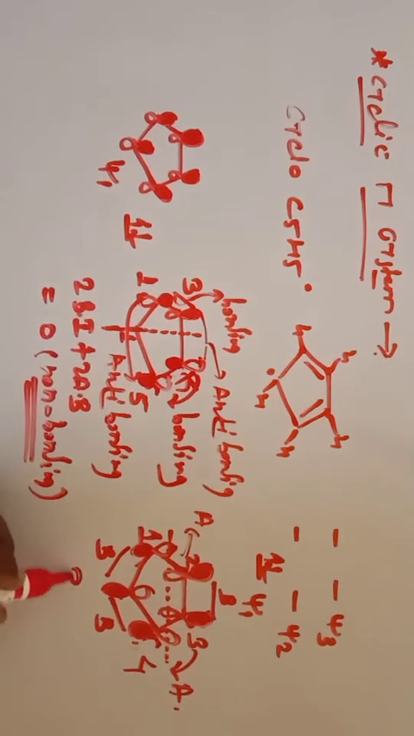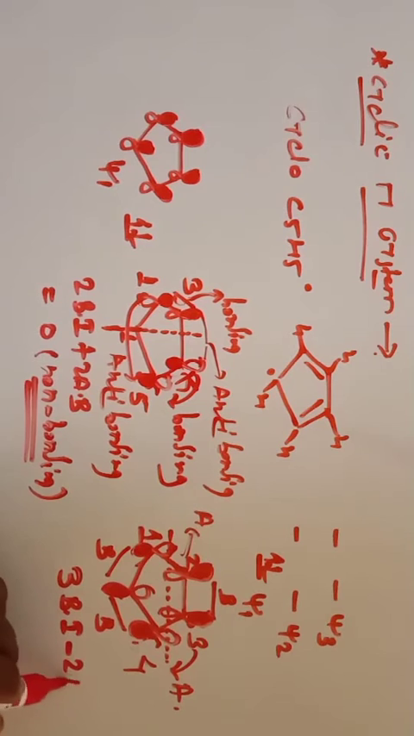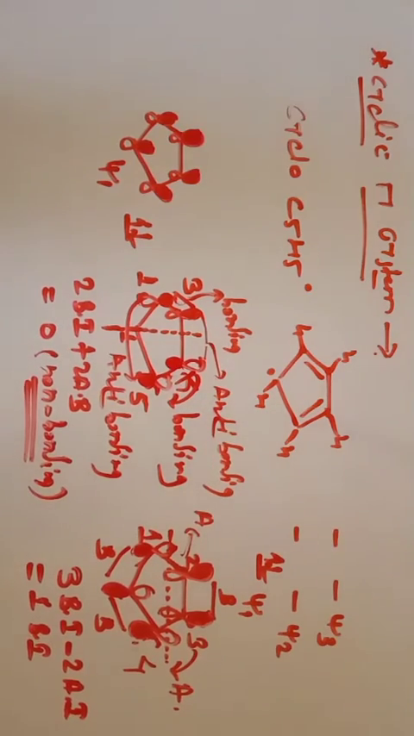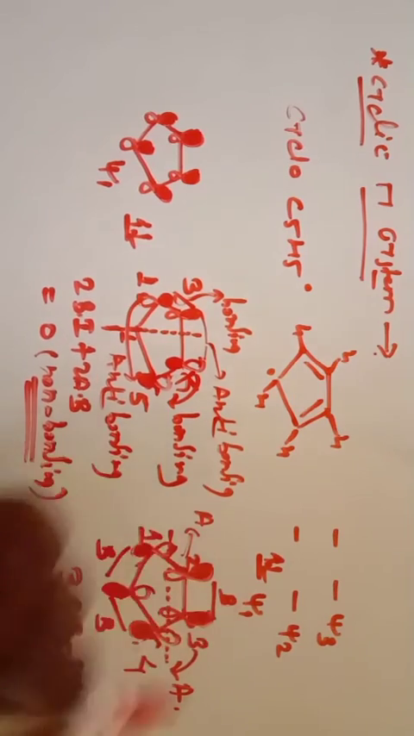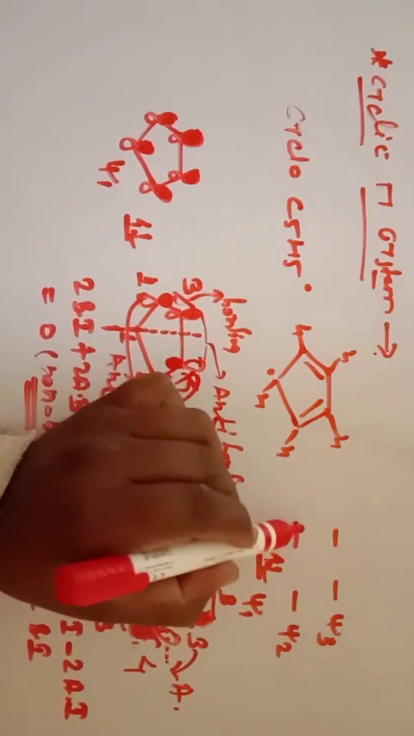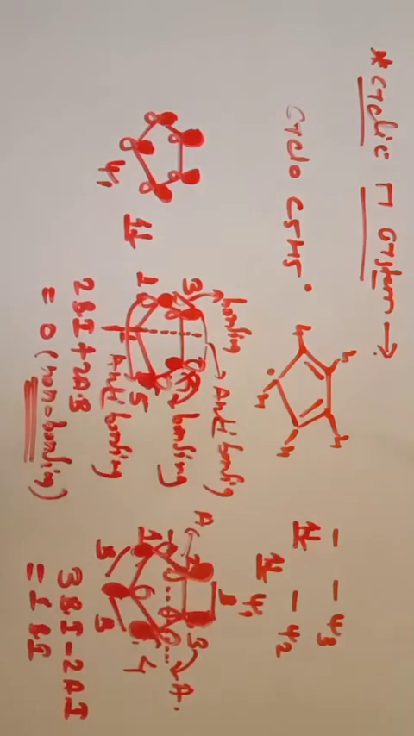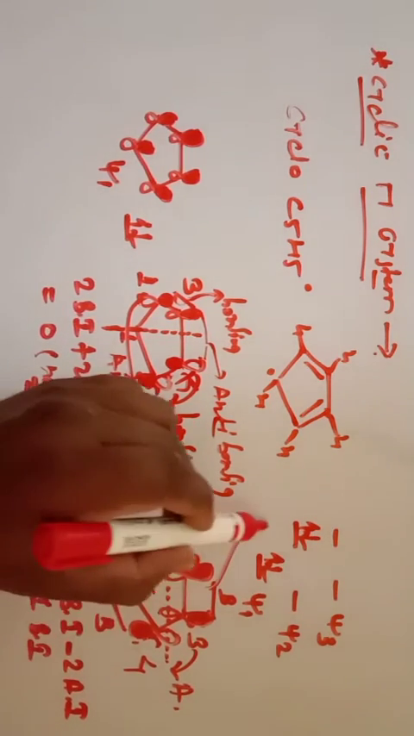So 3 bonding interactions minus 2 anti-bonding interactions. So there should be 1 bonding interaction. So 3 bonding minus 2 anti-bonding, so there is 1 bonding interaction. So 2 electrons go here, 2 electrons go here. If you consider this first one, psi 1, there is no node. So we can write 2 electrons here, that is 1 bonding interaction. So this is the pictorial representation for this.